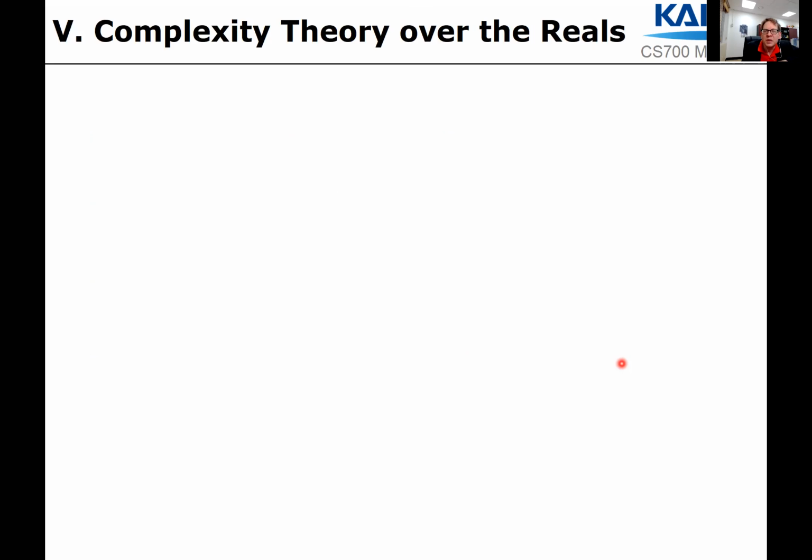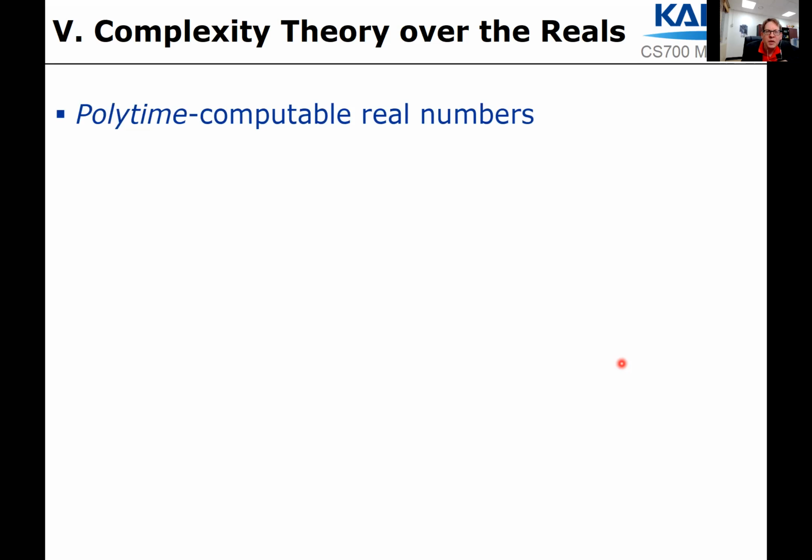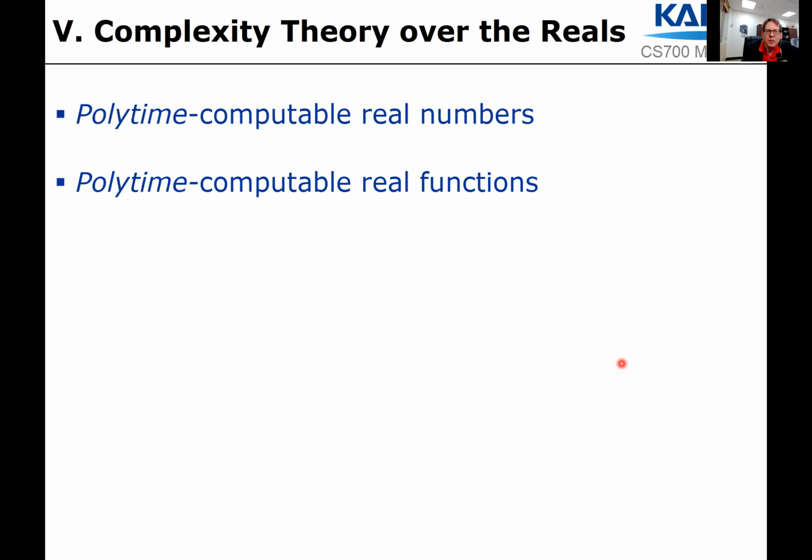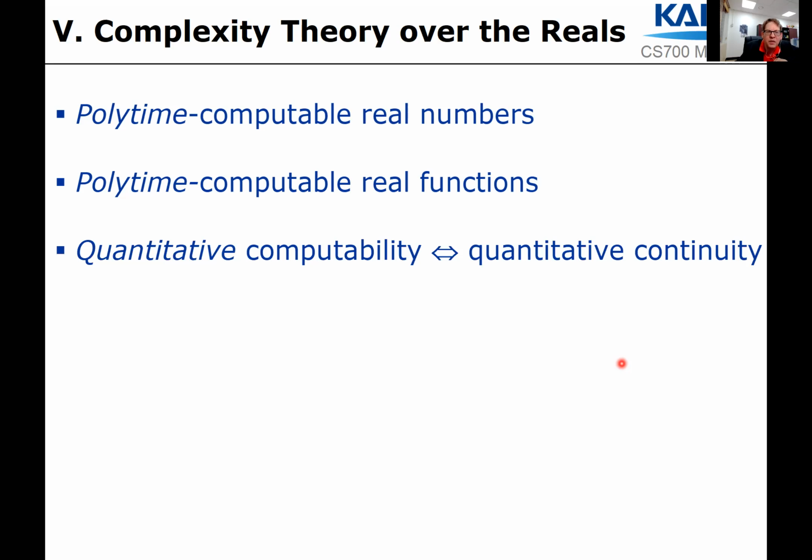And then we would adapt and generalize that to complexity theory over the reals with polynomial time computable versions of real numbers, strengthening our computability of real numbers. We would discuss polynomial time computability of real functions, again, where the computably equivalent notions turn out to be complexity theoretically different and not equivalent, not polynomial time equivalent.